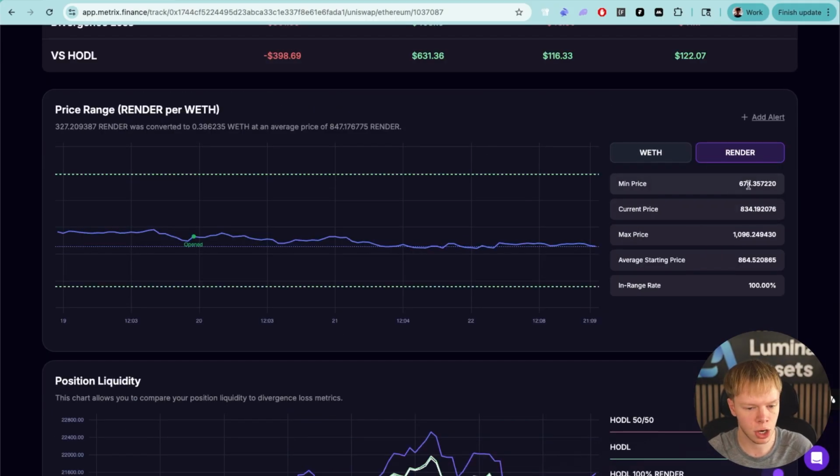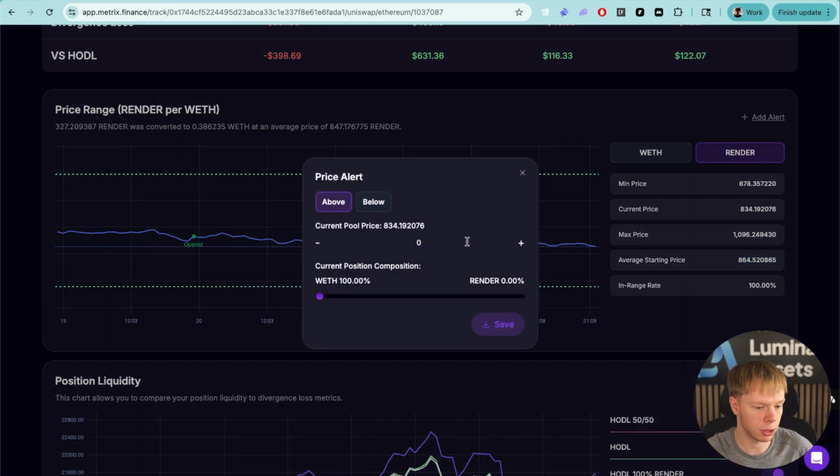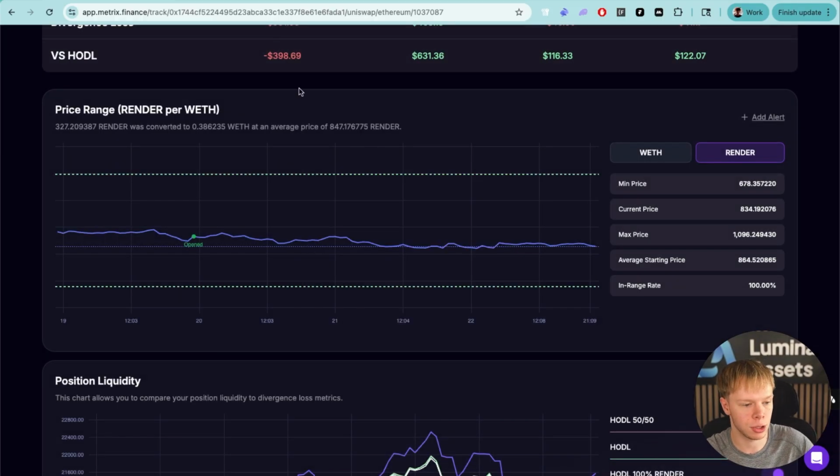Shows you the price range chart in which you have the min price, the max price, the current price, along with the average starting price, how long you've been in range, and you can add specific alerts, whether price-based or position composition-based. That way you get notified as soon as your position is about to go out of range or as soon as you are about to go back in range, so that way you can make a decision.